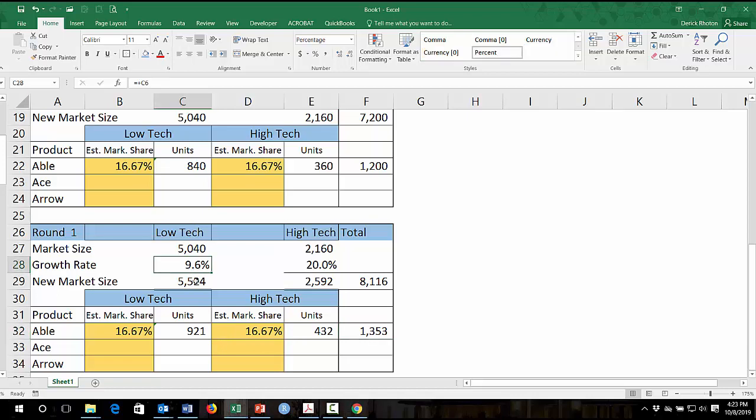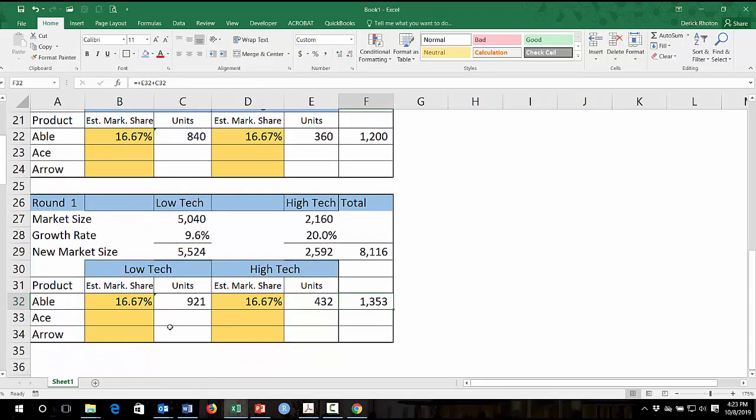I'm also going to back up a little bit and run this formula one more time. We know that the growth rate times that number is the number of new units. But I just want the new market size, so I'm going to say it's that number times 1 plus the rate, and it gives me the new market number. So now I can see the total number of units, and that would be my potential sales forecast.